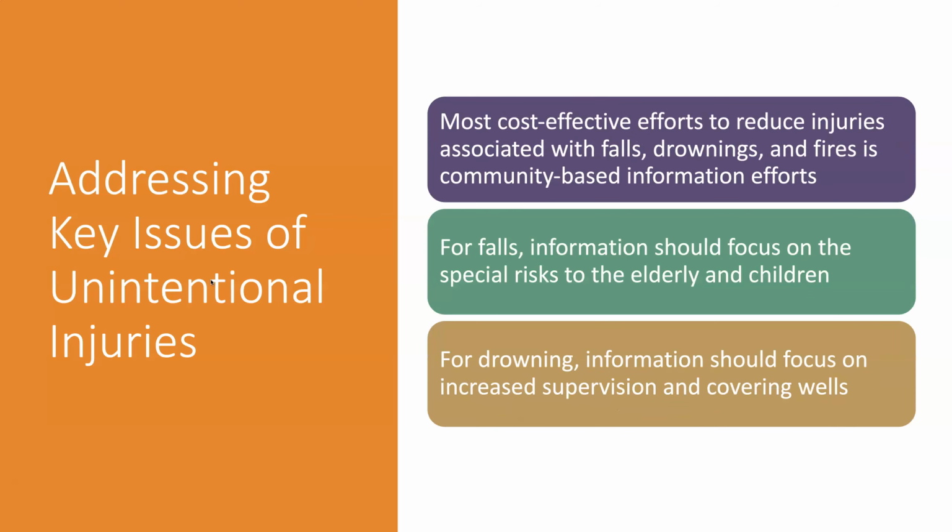Other ideas are that the most cost-effective efforts to reduce injuries are those that target the injuries that are high. So falls, drownings, and fires. And you can look at that from a community-based effort. For falls, information should focus on the specific risks to the elderly and children. And for drowning, information should focus on increased supervision and covering wells. A lot of children die in open wells.